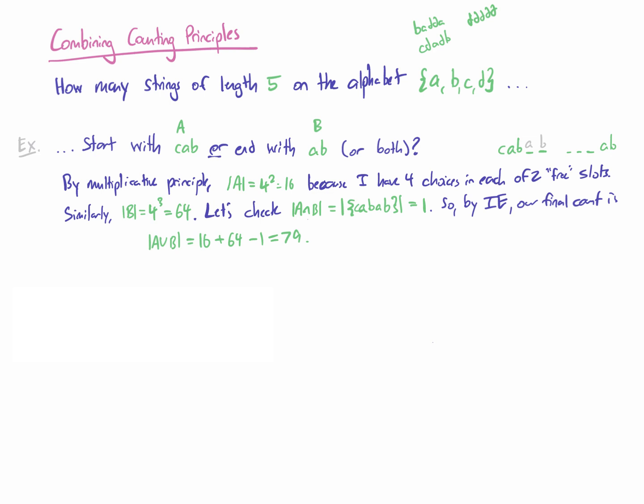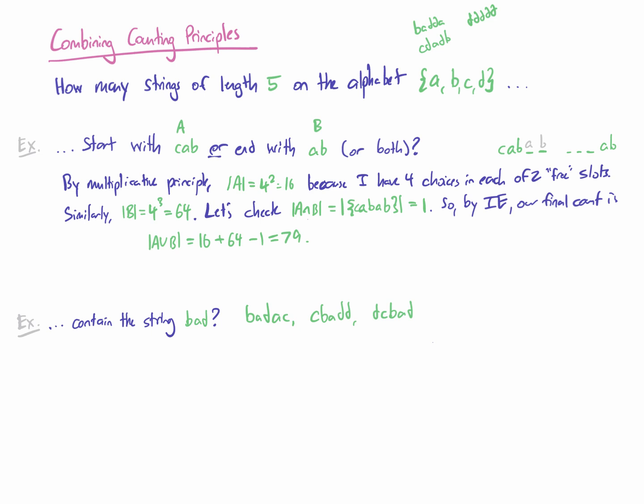Let's do another example. This time, the question I'm going to ask is how many of these strings of length 5 on the alphabet A, B, C, D contain the substring BAD? A few examples of the kinds of strings that I'm looking for: BADAC contains the string BAD, CBADD contains the string BAD, and here's another one, DCBAD. These all contain the string BAD consecutively.